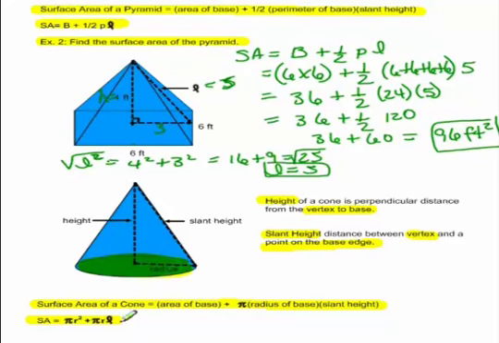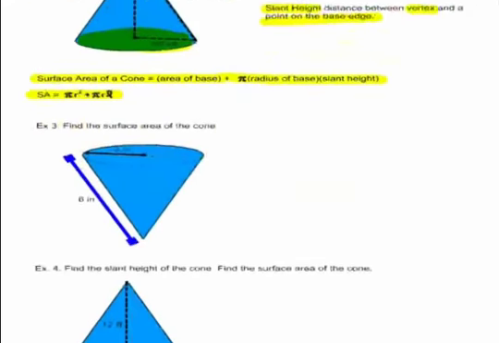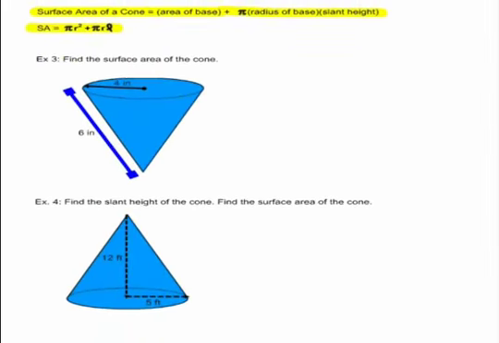The base on a cone is always a circle, so the area of the base will always be pi r squared. You won't have to figure out what the base is. It will always be pi r squared. And then pi times the radius of the base times the slant height, which we write with a cursive L. Okay, now that you know that, let's see if we can use that formula to work some problems.